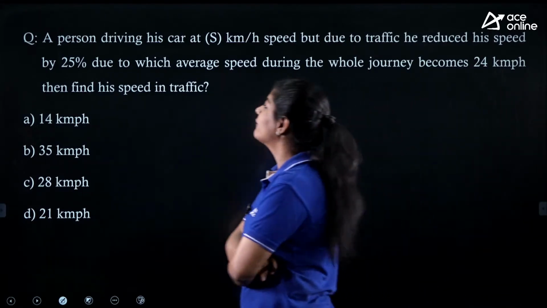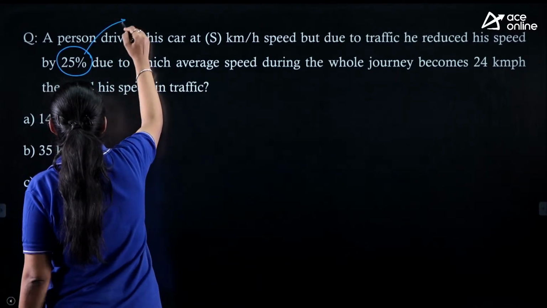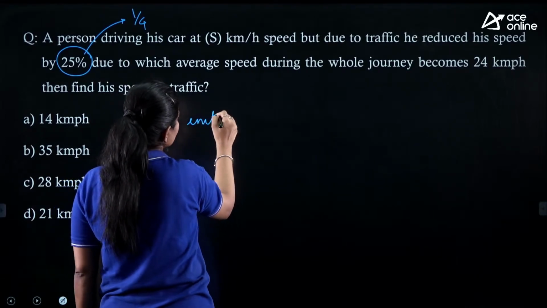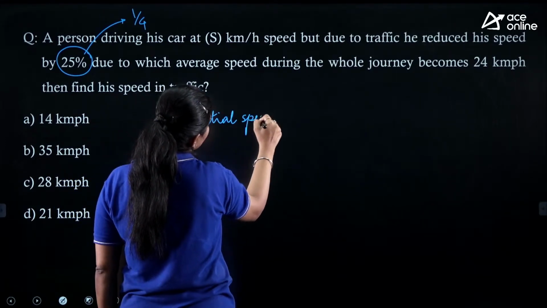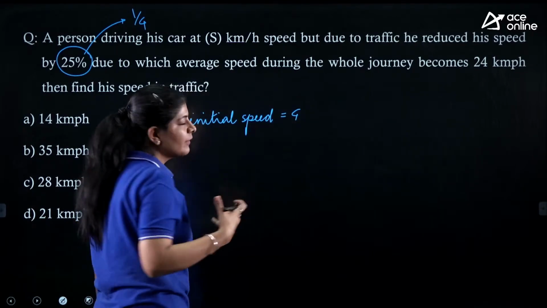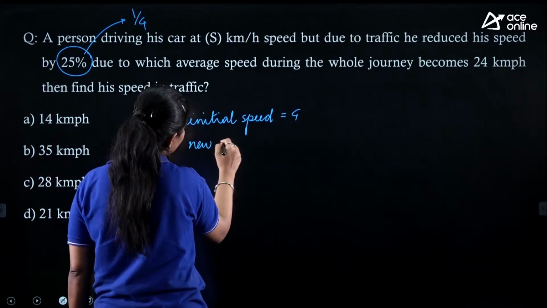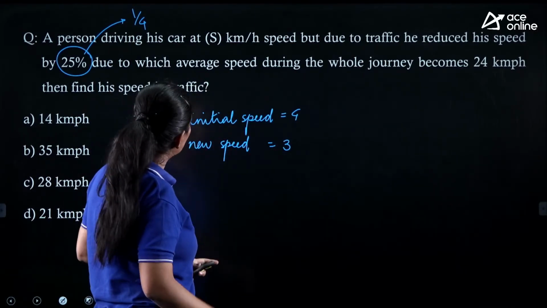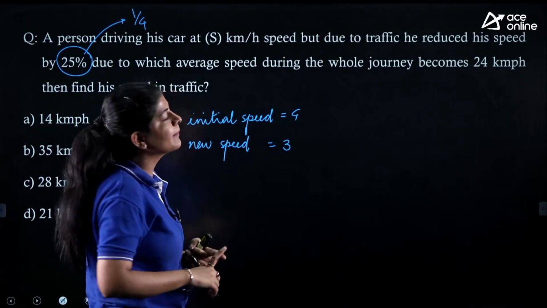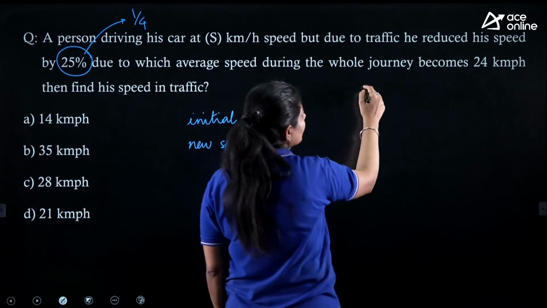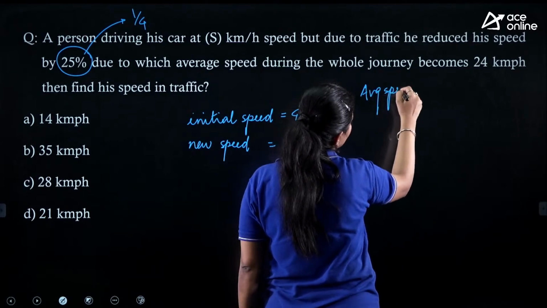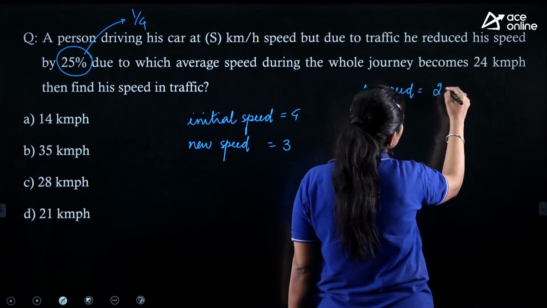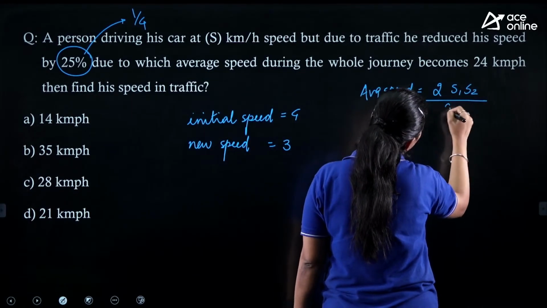Look, we know that 25% can be written as 1/4 in fraction, right? If the initial speed, I'm just assuming, is 4, then the reduced speed, or the new speed that we got over here, is 3, as the speed is reduced by 1. Now the question is saying that because of this, the average speed during the whole journey becomes 24 kilometers per hour, and we know that the average speed of two speeds S1 and S2 can be written as 2 S1 S2 divided by S1 plus S2.